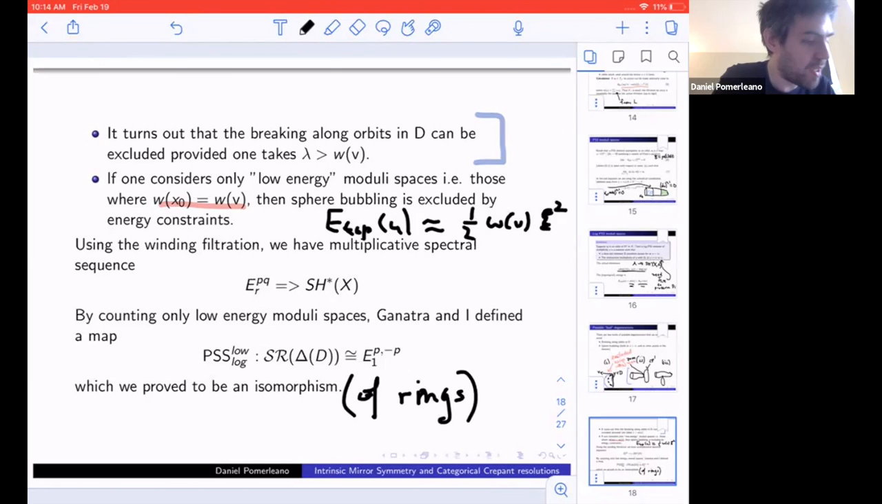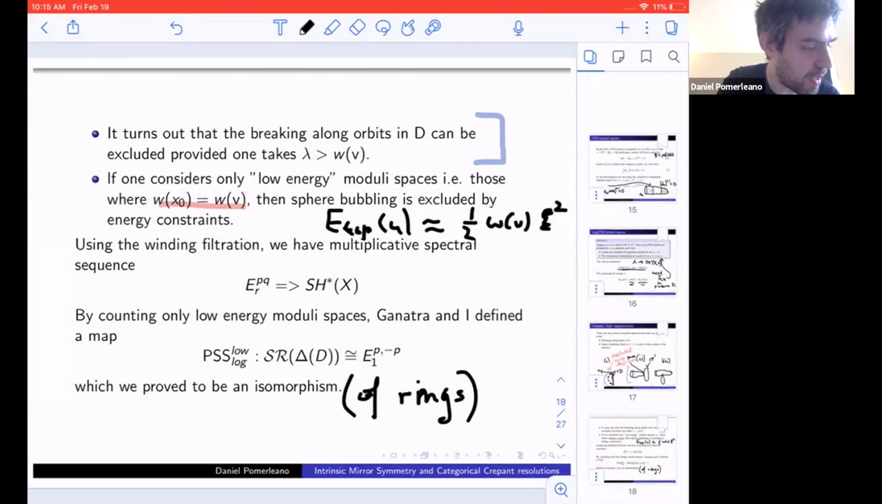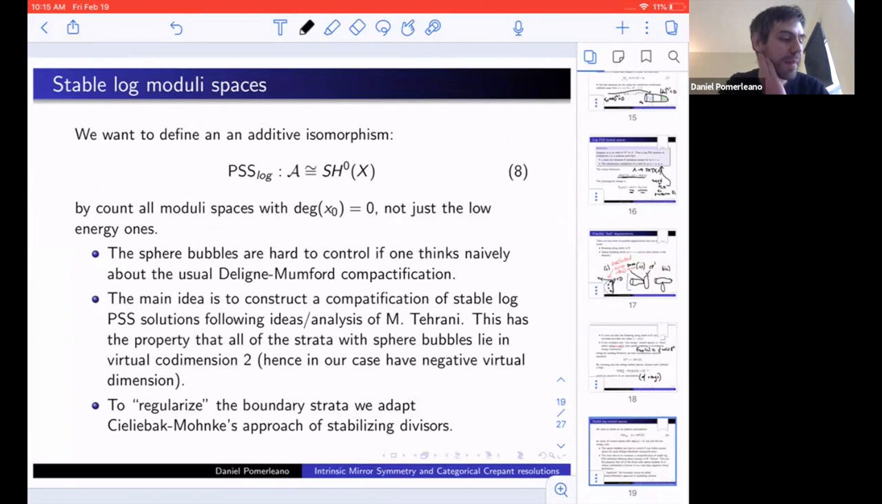But I don't necessarily want my target to be the first page of the spectral sequence. I want it to be actually SH0. So that means that I have to bite the bullet somehow and count all moduli spaces, not necessarily just the low energy ones.